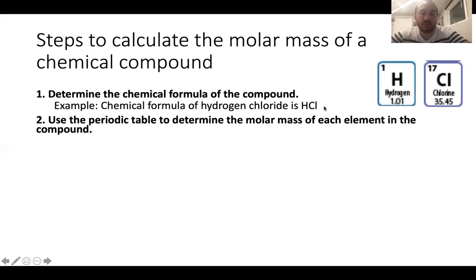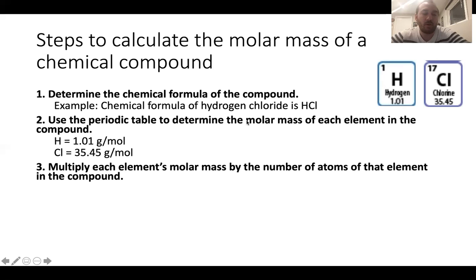Our second step is to use the periodic table to determine the molar mass of each element in the compound. So we know that hydrogen is 1.01 grams per mole and chlorine is 35.45 grams per mole. Third step is to multiply each element's molar mass by the number of atoms of that element in the compound.